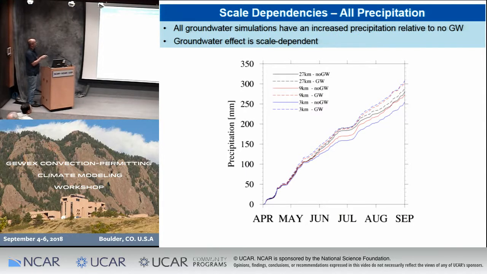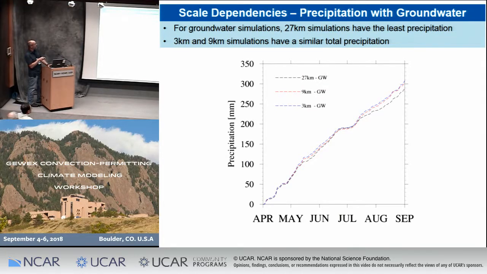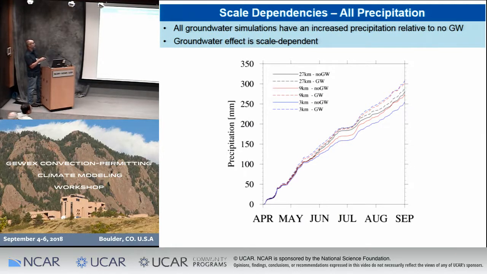If we combine those two slides, what you see is that all the groundwater simulations have increased precipitation relative to no groundwater when you compare simulations with the same horizontal resolution. The results shown here are kind of flipped: this one has the 27 with the least, this one has the 3 with the least. That means the 3 kilometer simulation actually has the biggest groundwater effect, going from here to here. The 27 kilometer run doesn't have that much of a groundwater effect, which is kind of what we had hoped to see with this scale-dependent result.